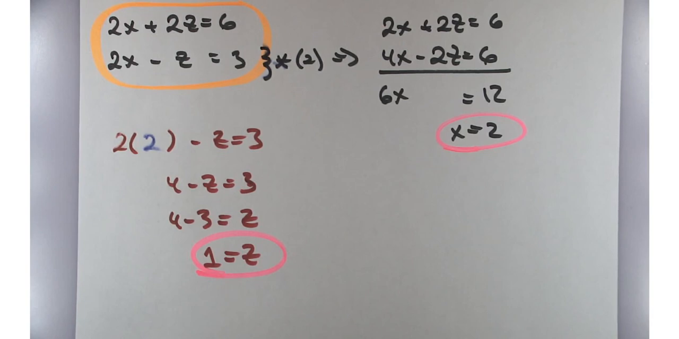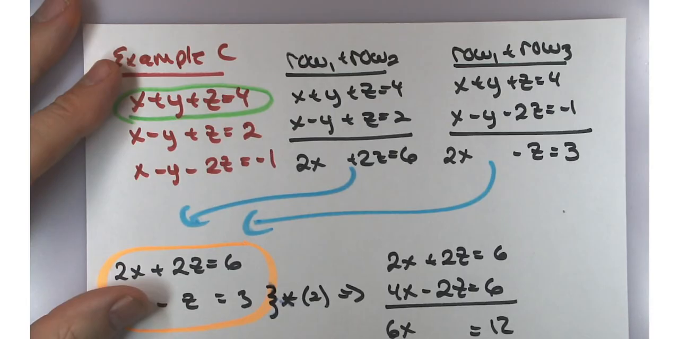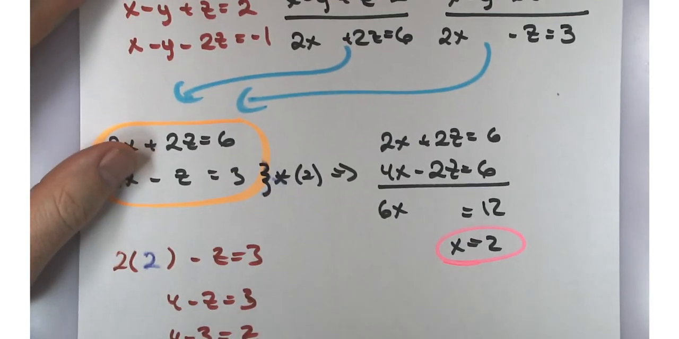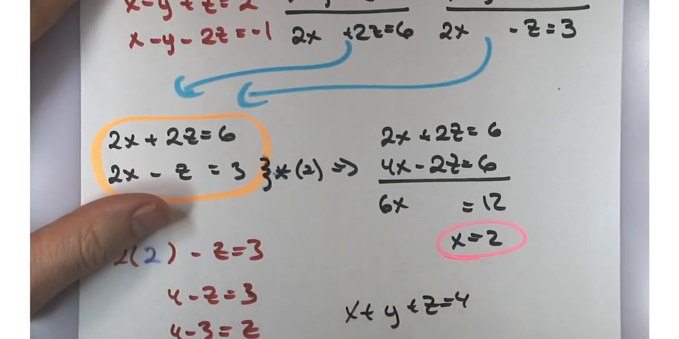Someone else. Don't make Kez do all the work for us. How are we going to find that last variable? How are we going to find what y equals? Substitute it in the first equation? Sure. You can actually substitute in any of these equations, but the first equation does look kind of the friendliest. So it's going to be x plus y plus z equals 4. And if I substitute in, I'll have 2 plus y plus 1 equals 4.